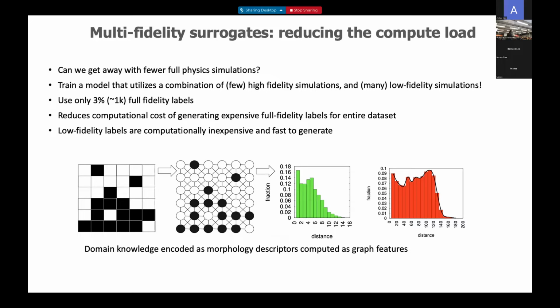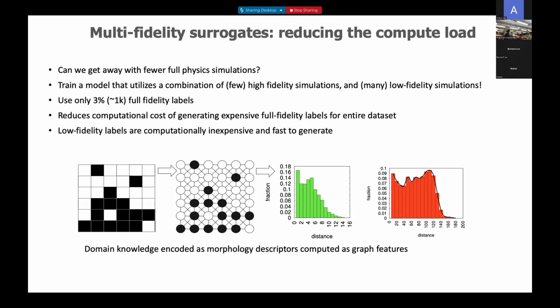So then we thought about whether we can get away with not doing these 30,000 simulations, a significant amount of computational budget. Can we get away with a much smaller number of full physics simulations? The idea is building on some recent work on multi-fidelity models, where you have some data sets that are full physics and painful to simulate, and then you also have a low fidelity surrogate model that is very fast and easy to evaluate. Could you train a framework that utilizes a combination of a limited number of high fidelity simulations and many low fidelity simulations?